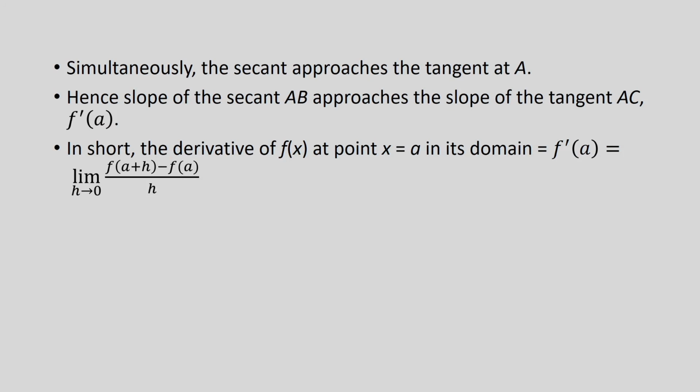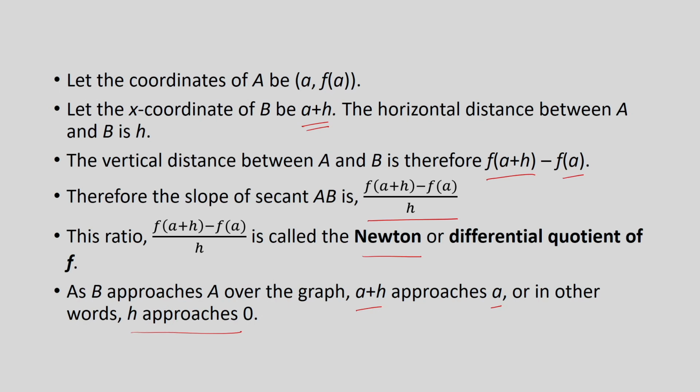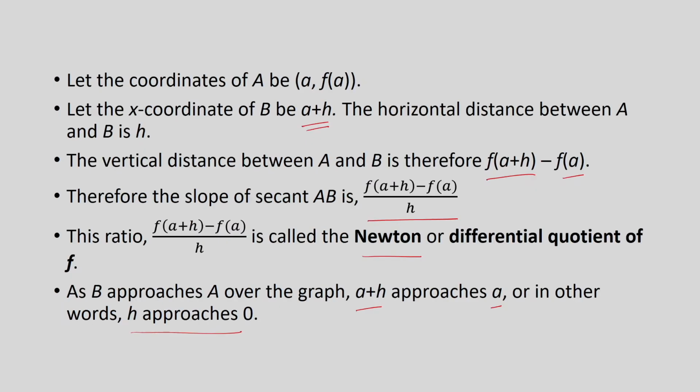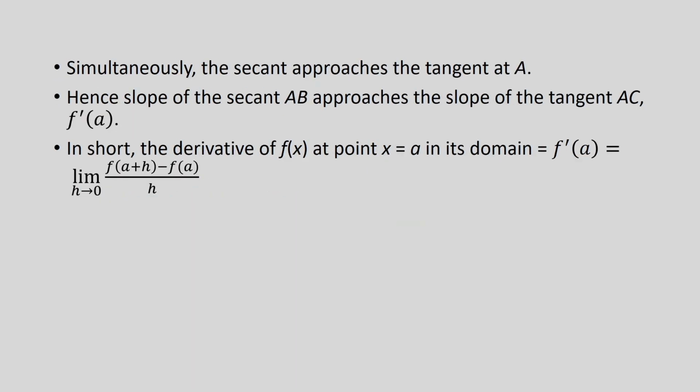Simultaneously, the secant approaches the tangent at A, as we have just discussed, that the secant was a chord, right. A and B were points on the curve. Now, as h approaches 0, B is approaching A, and the secant no longer remains a secant, it becomes the tangent to the curve at point A. That is why I wrote that the secant approaches the tangent at A.